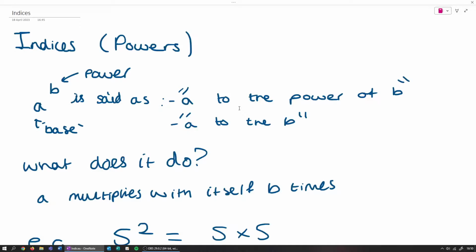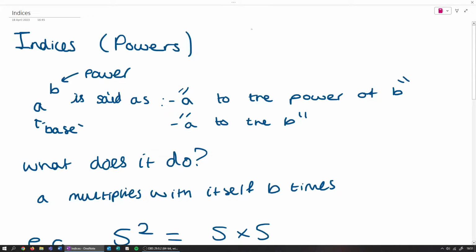This is a quick video on indices and the rules of indices. So, an indice, also known as a power, is written as a to the b. So this could be 5 to the 2, for instance. It could be 3 to the 7. It could be whatever number you want to the power of another number. And so this is said as a to the power of b, or a to the b. People say it in different ways, but that's usually what they mean.